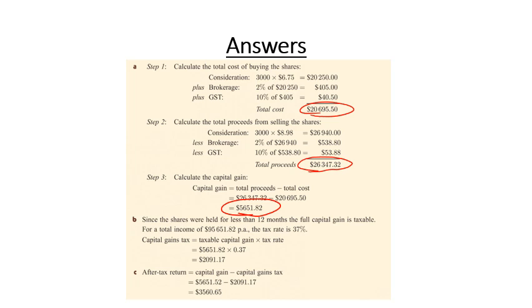Now, we're looking at the total income for Cassie, which is $95,000, which means she falls into the same category as Mr. Keogh did. So therefore we can use that tax rate to work out how much tax Cassie's going to be paying. Once we've worked out the tax that she's paid, we can then take that away from the initial capital gains to work out the after-tax return of $3,560.65.